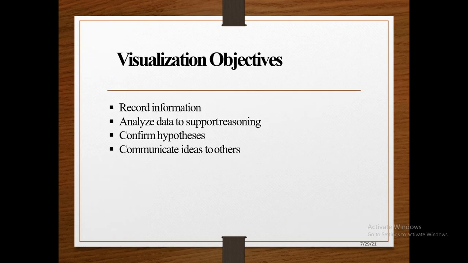What is the visualization objective? First is to record the information, because we are going to visualize, we are going to see, so we are going to record the information. We are going to analyze the data to support reasoning. We are going to confirm the hypothesis, whatever we are stating, is it correct or wrong. We are going to communicate our idea to others. Okay, so these are the objectives of visualization.